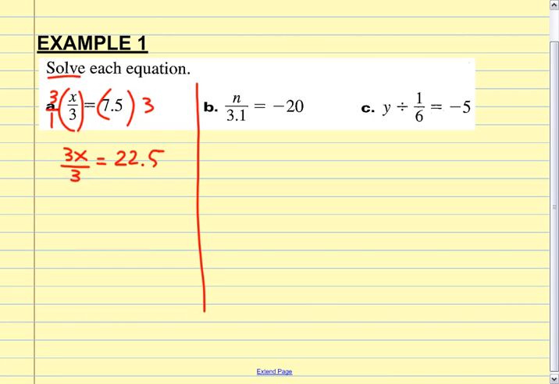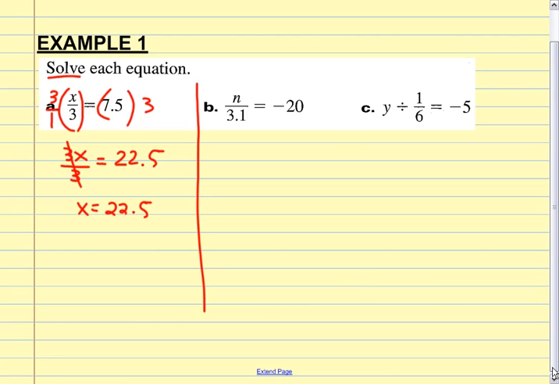22.5. But wait a minute. What happens with these 3's, Jack? They just cancel each other out. So I've got x is equal to 22.5. 22.5 divided by 3 equals 7.5. Nicely done, Paris. Jack, thank you for your help there. Maggie H., thank you. Sam, thank you.